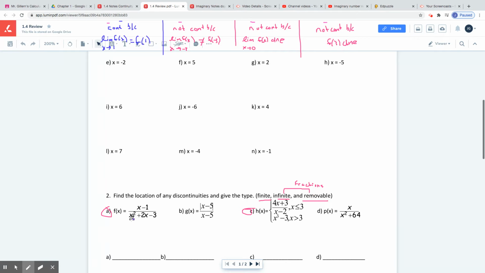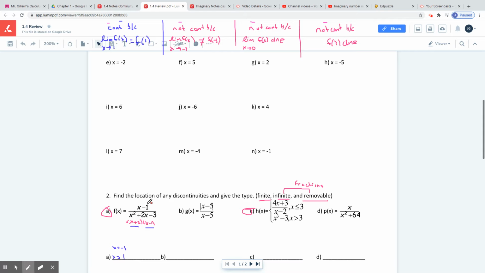So what we want to do is, if you can factor it, it's easier to see what makes it equal to 0. This factors to x plus 3 and x minus 1. Now, don't cancel anything out yet, all right? Find out what makes that equal to 0. That is negative 3. So you write x equals negative 3. What makes this one equal to 0? It's 1. So negative 3 and 1 make the bottom equal to 0. So that's where we're going to have discontinuities.